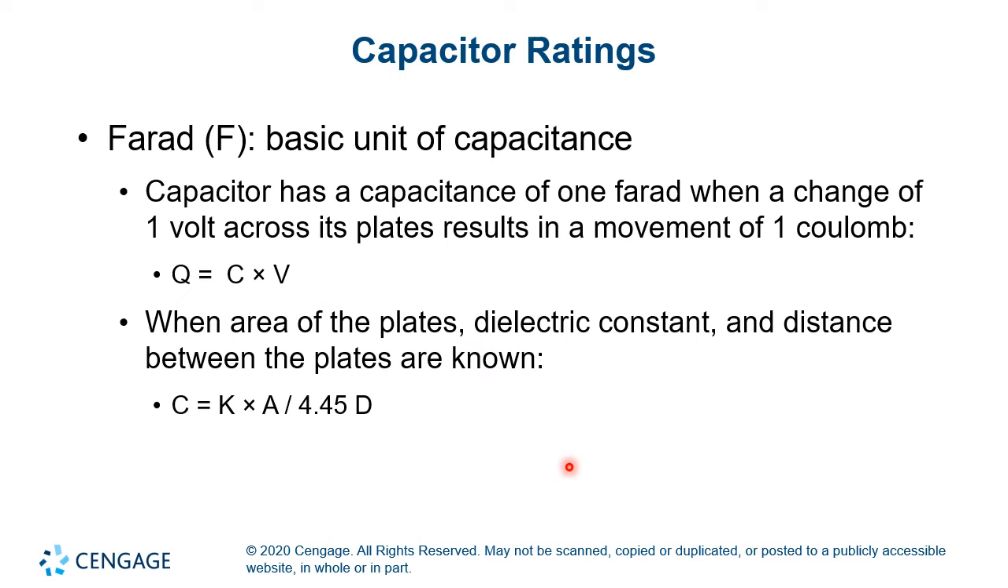On the other hand, if you want to look at the physical makeup of a capacitor, it turns out that the capacitance, again C in farads, is going to depend upon the dielectric constant. So a higher dielectric constant is going to give you more charge. The area of the plates divided by 4.45 times D, where D is the distance between the two plates. So bigger capacitors are going to have more charge. Greater distance is going to cause less charge.